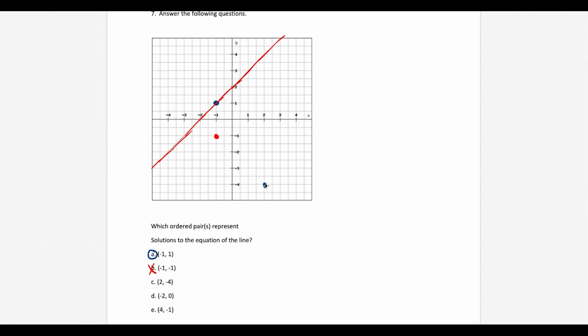So I'll put the ones that fall off the line in red, and we'll cross them off. Now the point (-2, 0): we're going to the left 2, and we're going up 0. So notice that lands on the line here. So this is definitely one of the points. And then the last one to look at, (4, -1): we go to the right 4, down 1, and notice that point is off the line. So we cross it out. So A and D are the 2 points that land on the line.